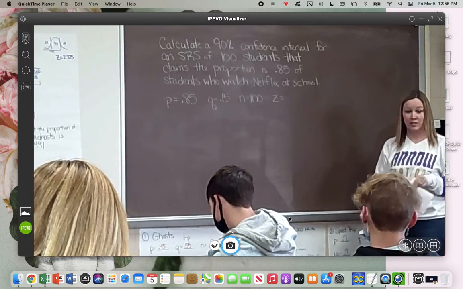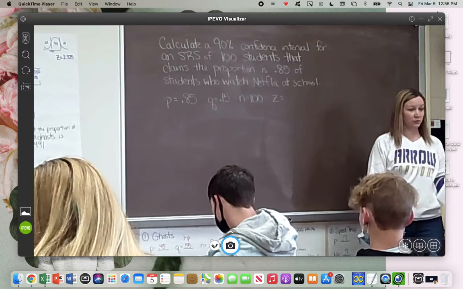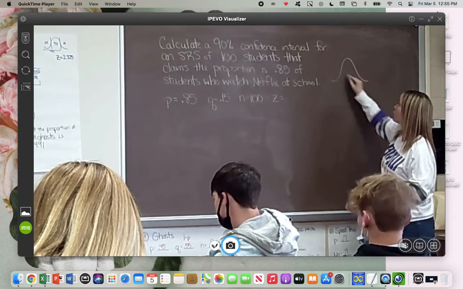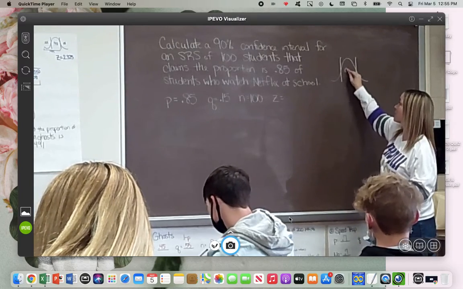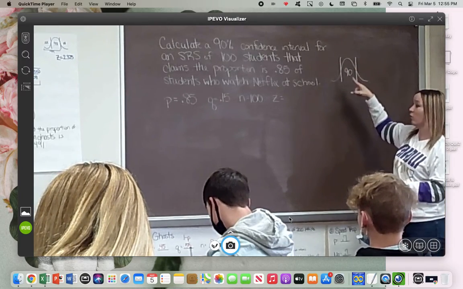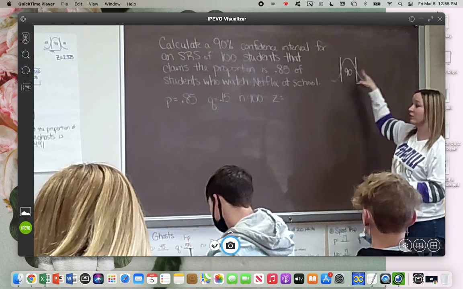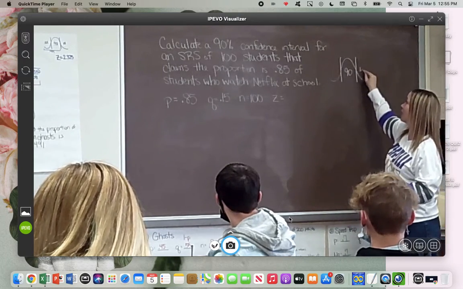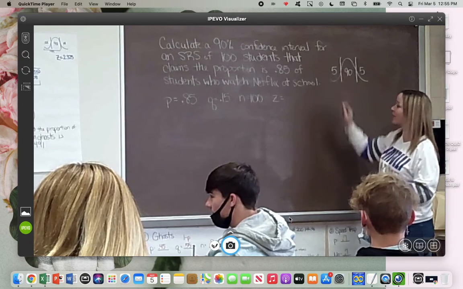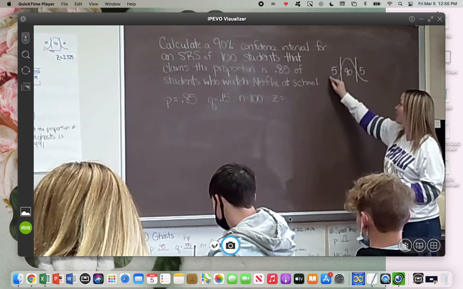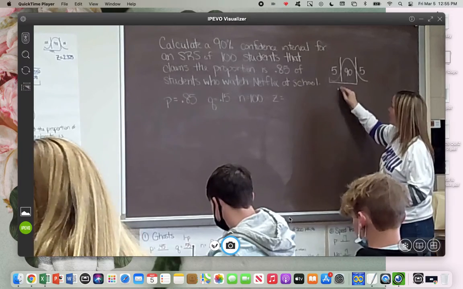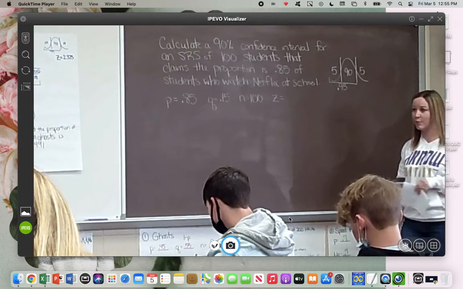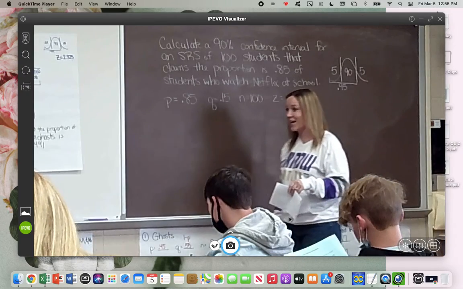So, everybody have their chart? Okay, so 90% means that the middle chunk is 90%. So, what does each tail equal to? All right, they're equal to 5%. So what are we going to look at on the table? 0.95. So get your table out and let's look for 0.95. It's in between two numbers, I will tell you that.